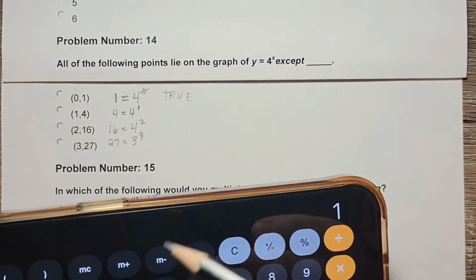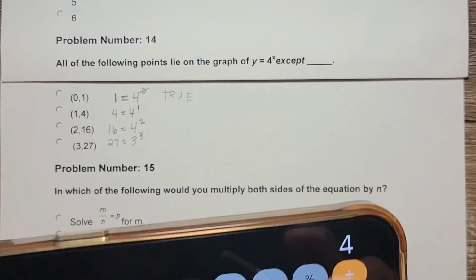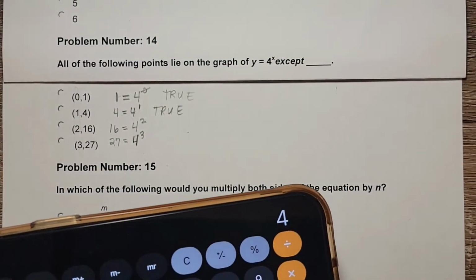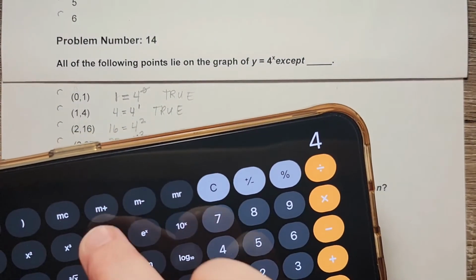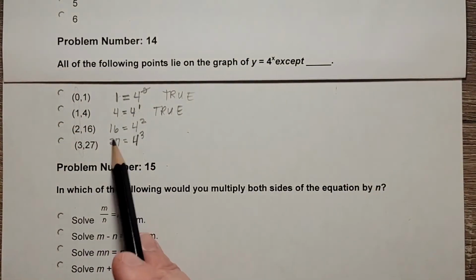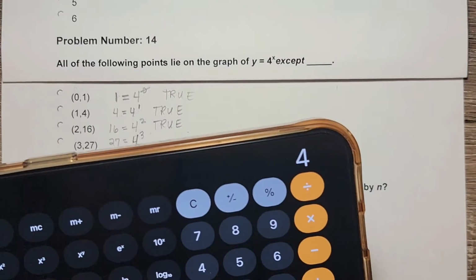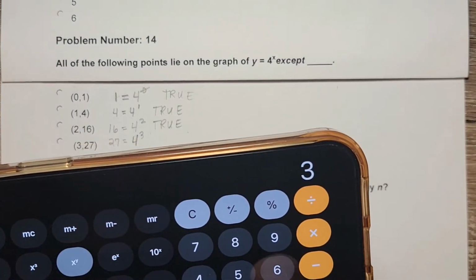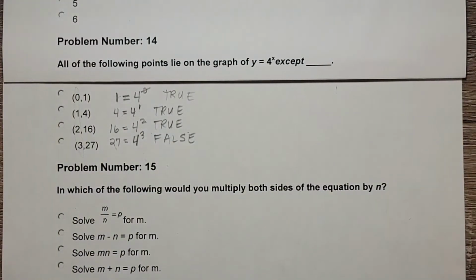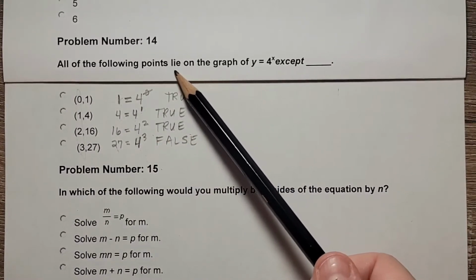Okay, let's try 4 to the power of 1. It's still 4, which is true. Okay, the next one, 4 squared. 4 to the power of 2, 16. And that's what they have, 16. And then 4 to the power of 3 is 64. And this says 27. So in this case, the answer is false, making this not. This point does not lie on this graph.